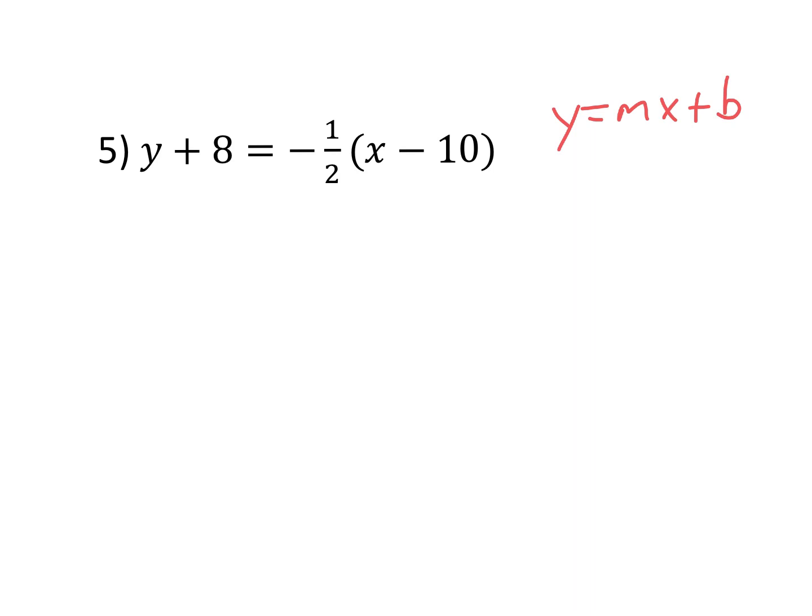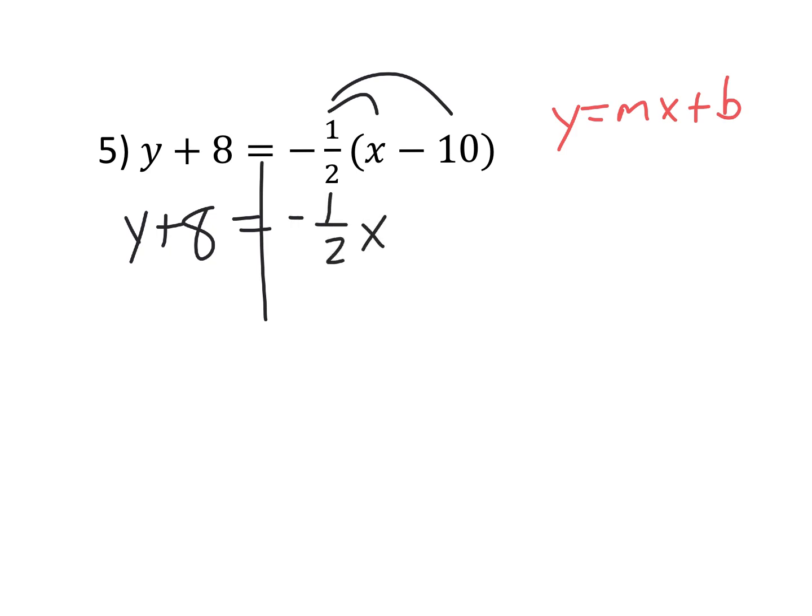All right, so all we have to do here, as we learned before, we saw this earlier in our examples, is we want to get y by itself. Well, the only thing that needs to go is the 8, but we don't want to deal with the parentheses either. So let's just distribute the negative 1/2 first. Keep the y plus 8. Negative 1/2 times x is exactly negative 1/2 x. Negative 1/2 times negative 10, that's a positive, 2 negatives. And 1/2 of 10 is 5. Now all we have to do is subtract 8 to get rid of the 8, and we'll be done.